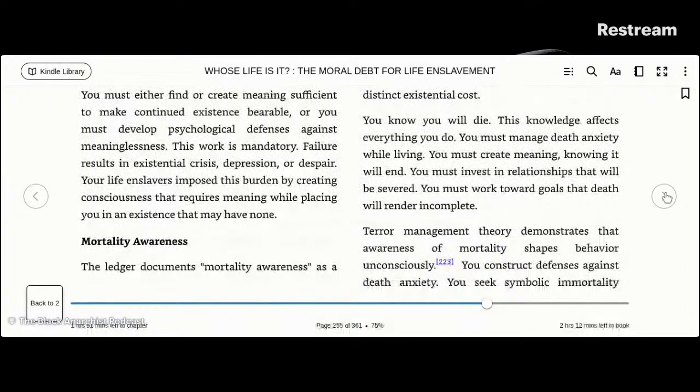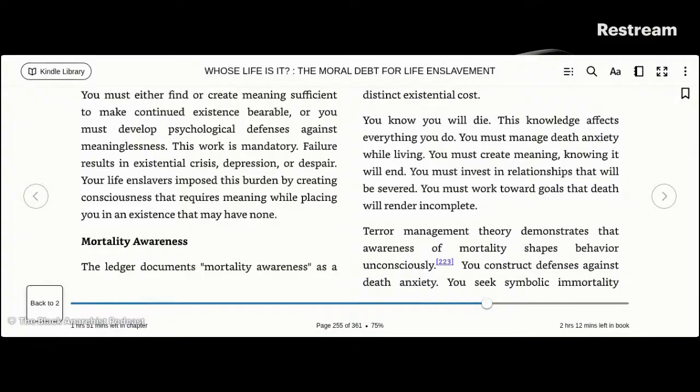You must either find or create meaning sufficient to make continued existence bearable, or you must develop psychological defenses against meaninglessness. This work is mandatory. Failure results in existential crisis, depression, or despair. Your life enslavers impose this burden by creating consciousness that requires meaning while placing you in an existence that may have none.